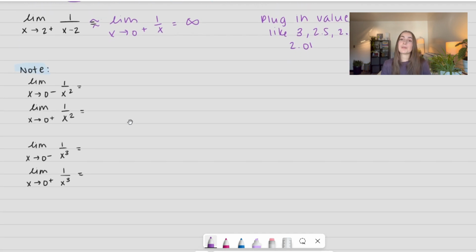What happens if we were to raise 1 over x to different powers? How does that affect the limits at 0? If we square a number, we get positive. We always have positive values, which is going to change our left limit to equal infinity, and our right limit still equals infinity. But when we raise a negative value to the power of 3, it's still a negative value. So we get negative infinity and positive infinity. Be careful to look at how exponents affect our limit.